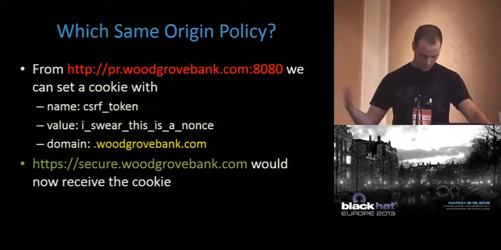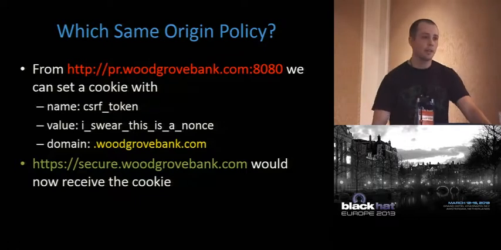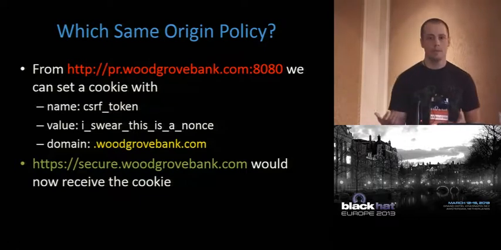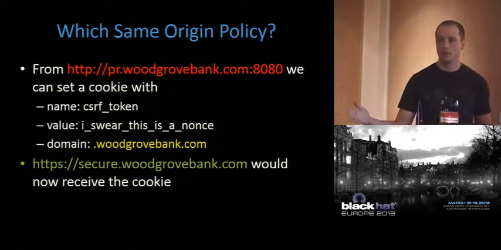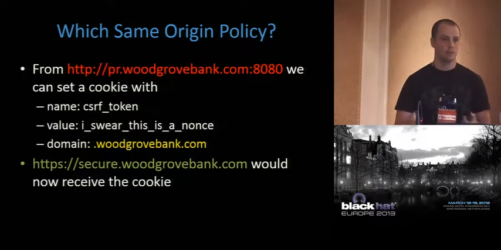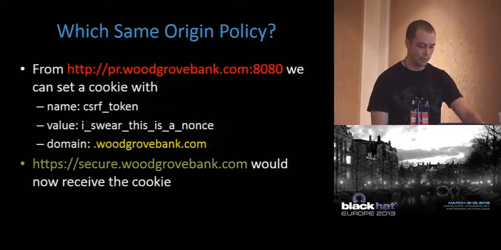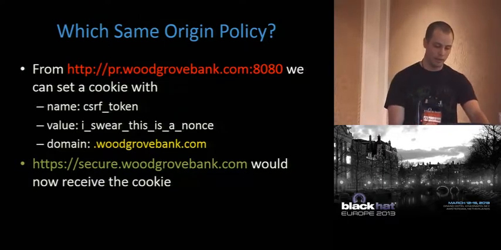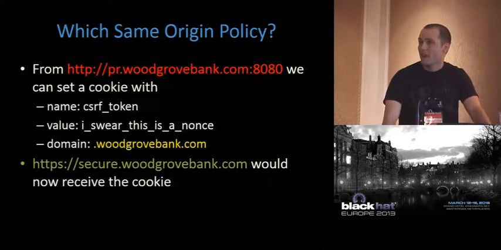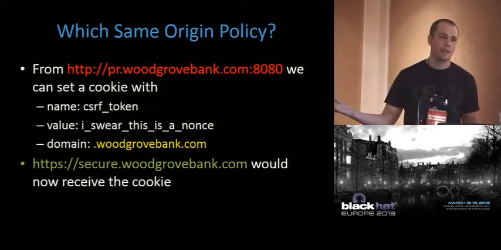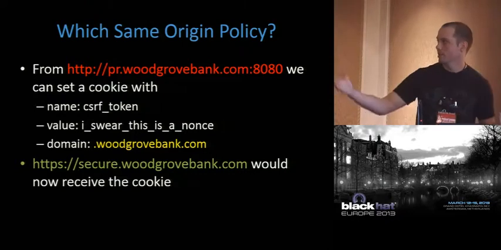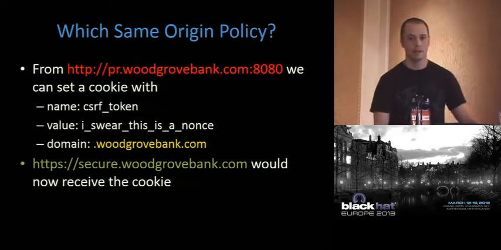So one is pr.woodgrovebank.com, one is secure.woodgrovebank.com. So again, for most cases, this is completely different origins. So with default Flash, with default DOM, that's a separate origin. Another thing is one is port 8080, one is port 443. Again, that's separate. But one way that they're the same is that they can both write cookies to this top level domain, or not top level, I guess it's second level, but they can both write cookies to woodgrovebank.com if they want.